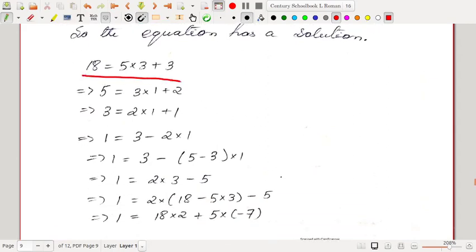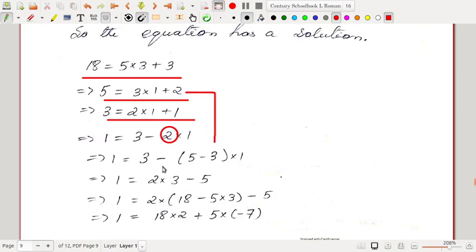18 can be written as 5 into 3 plus 3. Then 5 can be written as 3 into 1 plus 2. Then 3 can be written as 2 into 1 plus 1. So we start from the last equation. 1 can be written as 3 minus 2 into 1. Next, we are replacing this 2 using the second equation, from which we get 2 equals 5 minus 3 into 1.